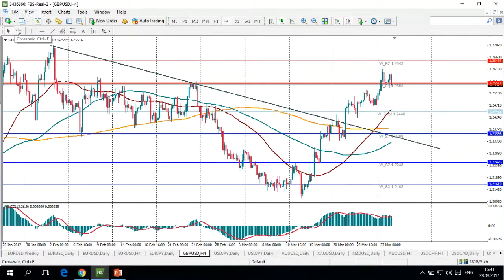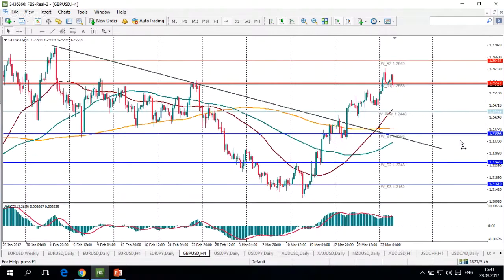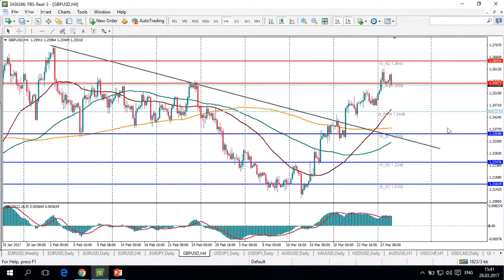This is not only a pivot level, but also a visual support, an area which constantly supported the prices in the previous times. So focus on these levels, and here the British pound may once again find buyers and find demand, and may try to retest high levels once again.